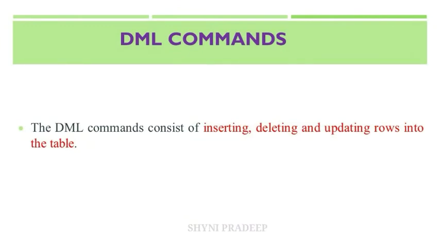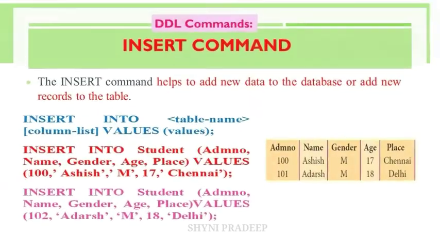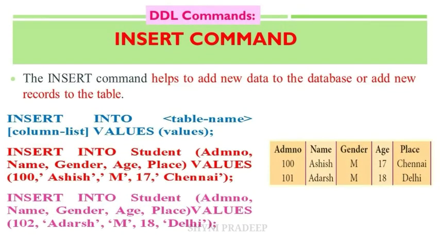Next topic is DML commands. DML means data manipulation language. DML commands are what? Insert, update, delete. So the DML commands consist of inserting, deleting and updating rows in the table. Let us see them one by one. First let us see about the insert command. If you want to add new data to the database, or add new records to the table, you can use the insert command.